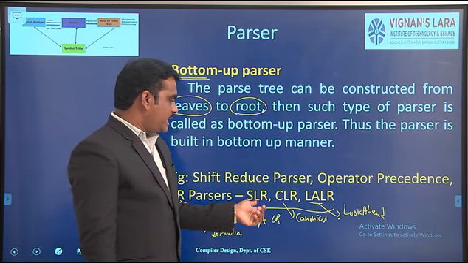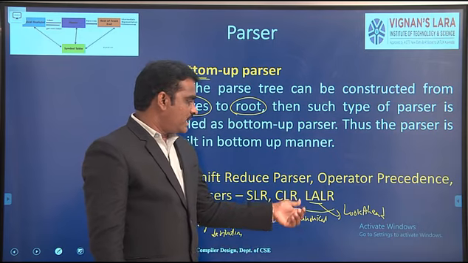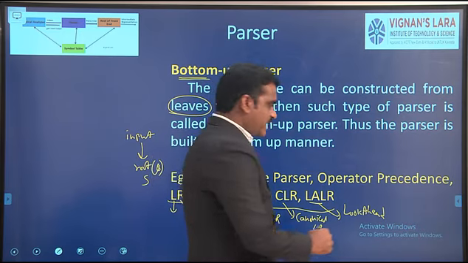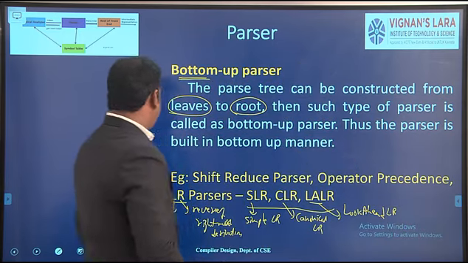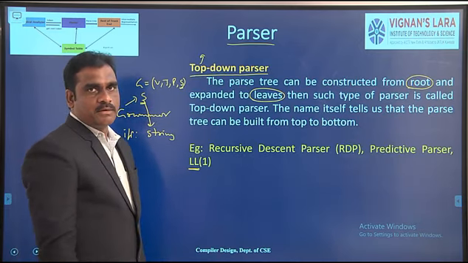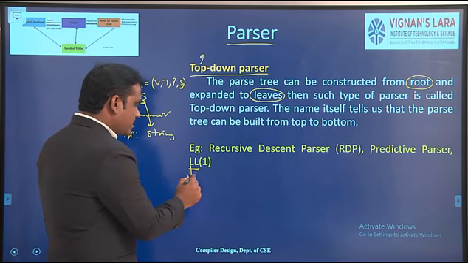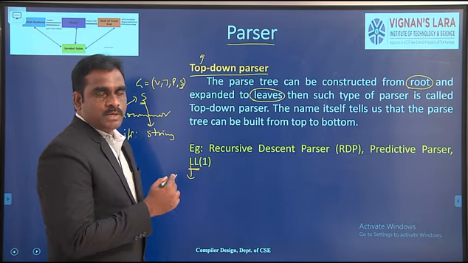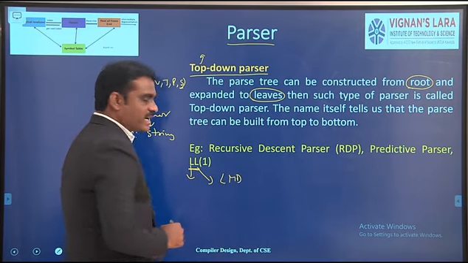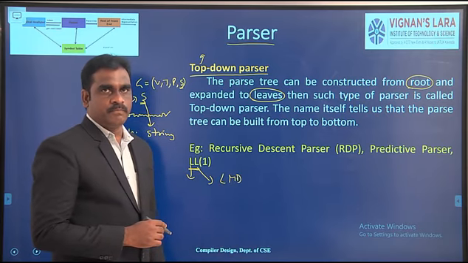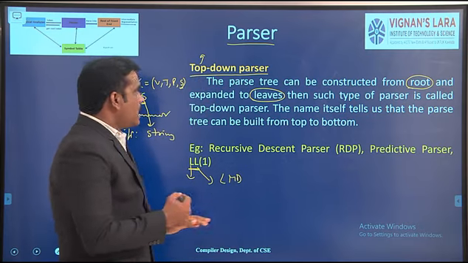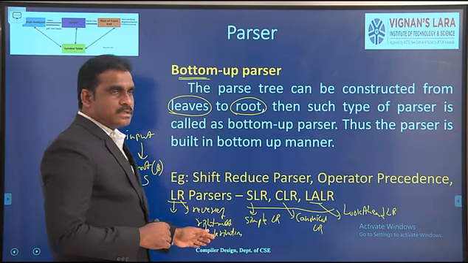Coming to this, SLR means simple LR, CLR canonical LR, and LALR look ahead LR. In top-down parser we are following LL(1) parser. The first L indicates the same, scan the input from left to right. The second L indicates LMD, leftmost derivation. So in a top-down parser we are using leftmost derivation, whereas in a bottom-up parser we are using the rightmost derivation.